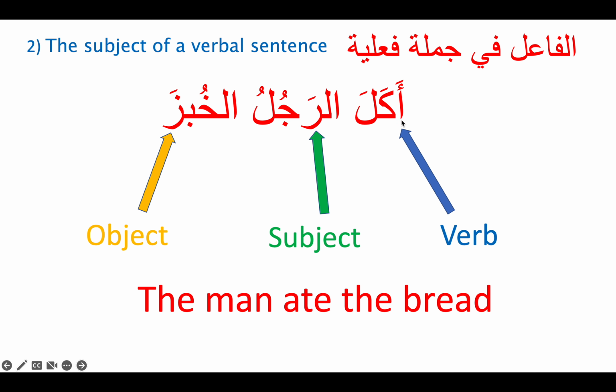So first let's analyze it. Our verb, أكل, to eat. Subject: the man, الرجل. This is the subject, and the subject of a verbal sentence is in the nominative case. That's why it takes the dhamma. Al-khubza, this is the object, the bread, the object of the verb, and that is in the accusative case, as indicated by the fatha. Now, don't worry too much about this for now, because we will see a separate video devoted to the accusative case. It's just so you can understand why there is a fatha there. Okay, let's move on to some more examples to reinforce this.